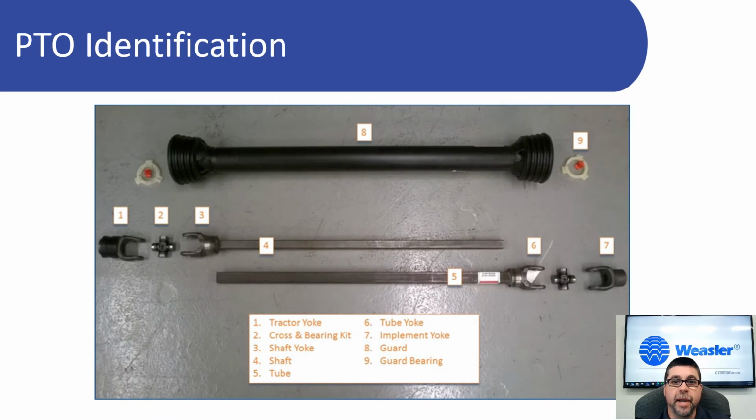What you see here is a basic layout of a PTO driveline from the tractor yoke to the implement yoke. Number 1, tractor yoke. Number 2, your cross and bearing kit. Number 3, shaft yoke. Number 4, shaft. Number 5, tube. Number 6, tube yoke. A cross and bearing kit again. Number 7, your implement yoke. Number 8, your safety shield. And number 9, your nylon bearing kits.